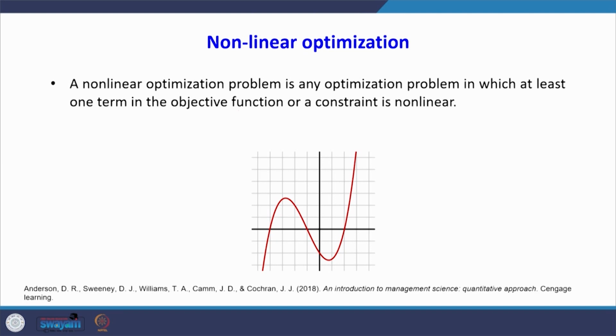Then what is nonlinear optimization? A nonlinear optimization problem is any optimization problem in which at least one term in the objective function or a constraint is nonlinear. If even one term, as I explained previously, is in nonlinear form, then we can say it is a nonlinear optimization problem. This picture is an example of a nonlinear form. What is a linear form? Linear form is a straight line.